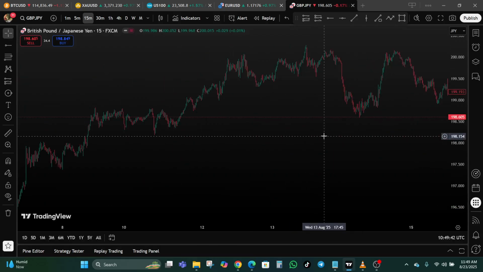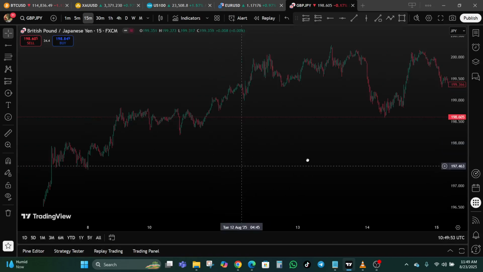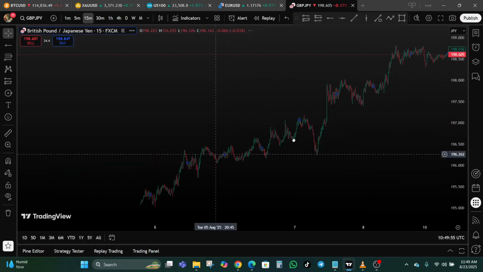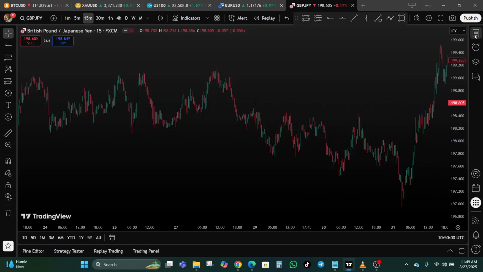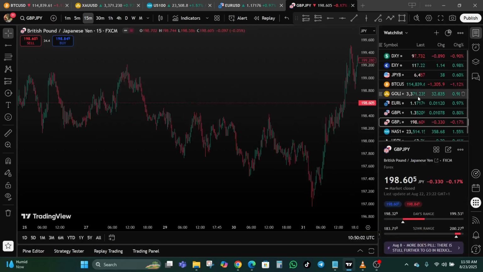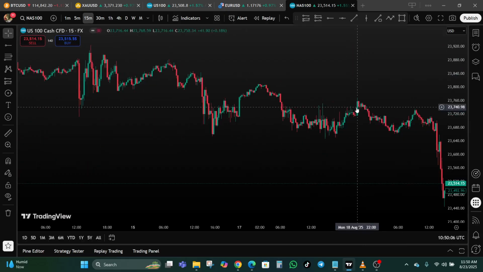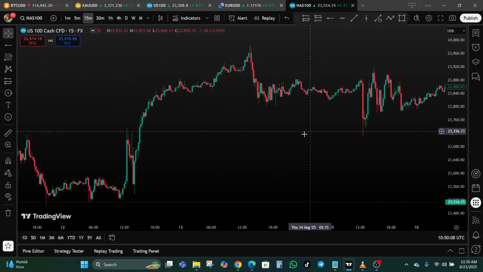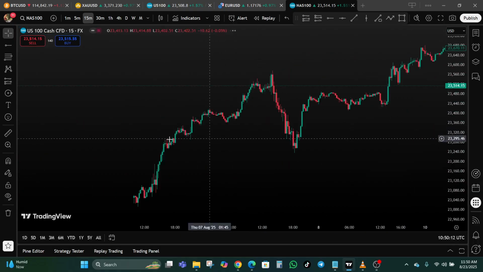A breakaway gap occurs when the price breaks out of a period of consolidation or a well-defined support or resistance level with a significant price jump. All right, so we're just going to quickly look for an example right now of a breakaway gap so that we can understand the concept properly. All right.